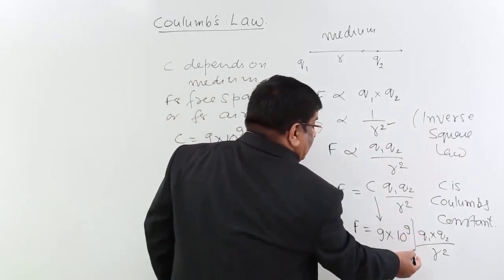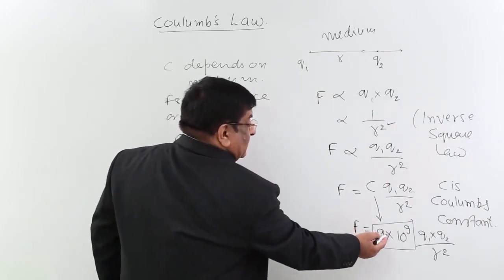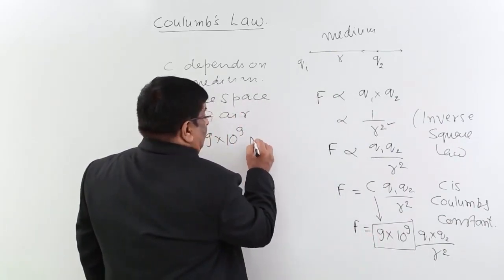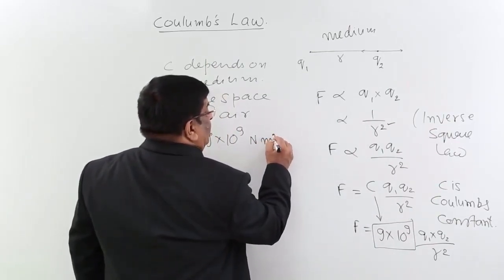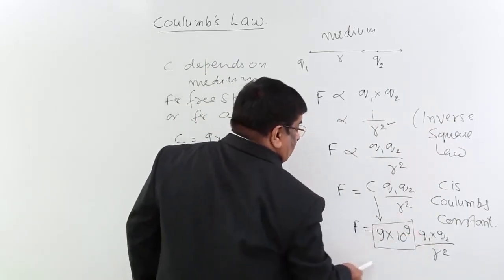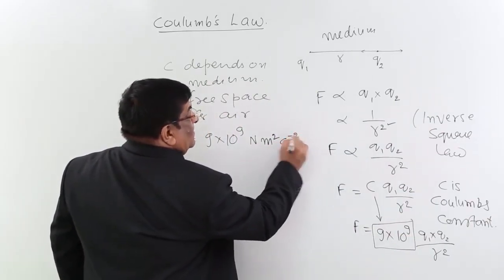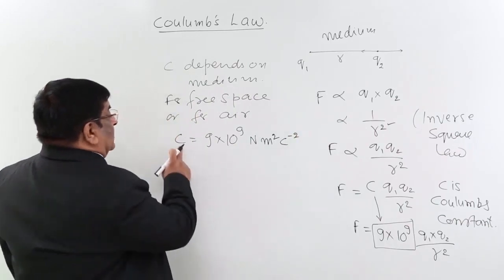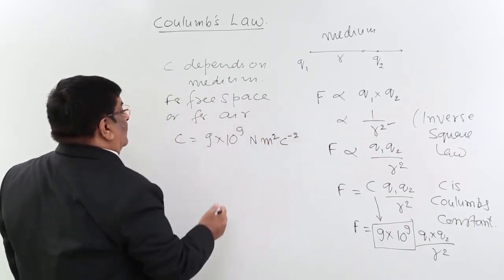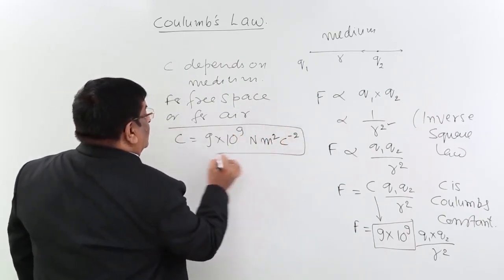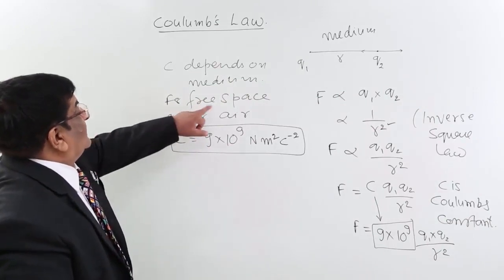Force has a unit of Newton, so this is Newton. r square will be meter square, and Coulomb, Coulomb will come here, so Coulomb square. So C is 9 into 10 to the power 9 Newton meter square per Coulomb square. This is the value of Coulomb's constant. Okay, so this was in free space.